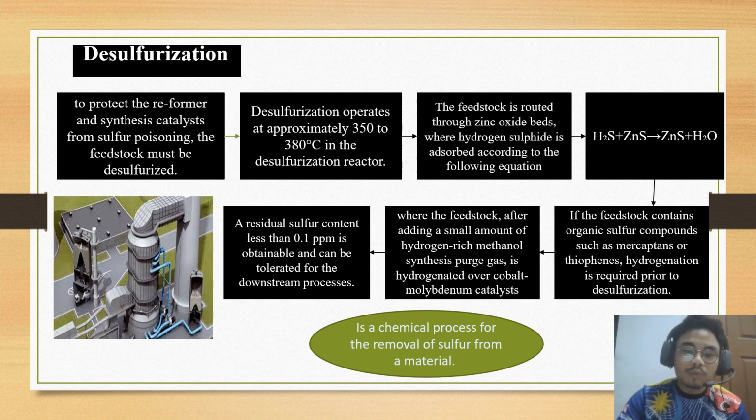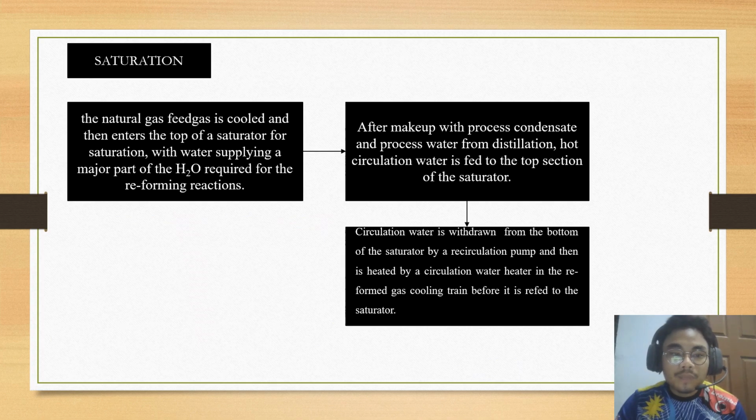This one is important. It's a chemical process. Desulfurization is a chemical process for the removal of sulfur from a material. Okay, the last one for me, saturation.